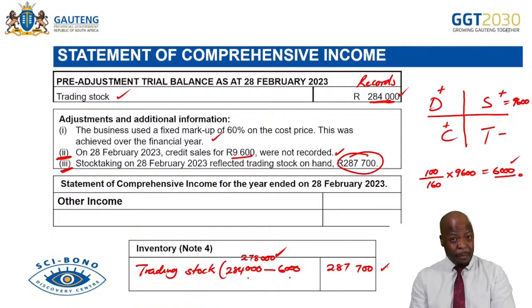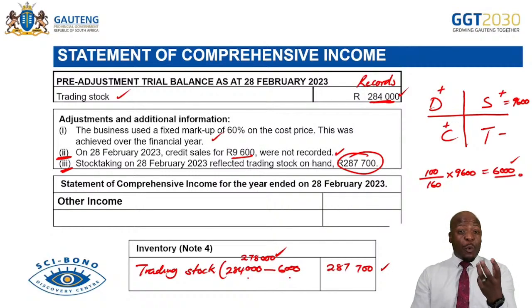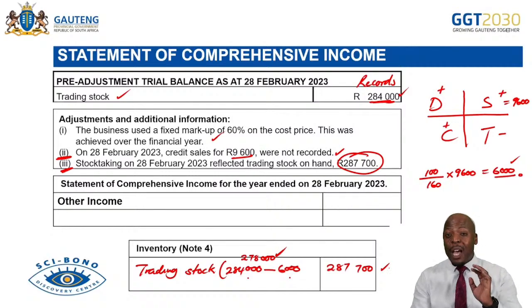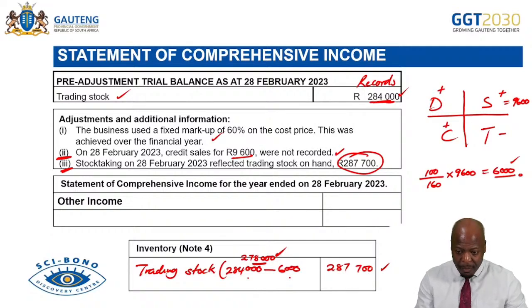287,700. That simply means physically we have more stock than what we have on record. Therefore, it means we are going to have a trading stock surplus. The other way to ascertain if it's a trading stock surplus, you simply look at the amount that you have here, and then you say, what is the difference between 278,000 and 287,700? And how much is your difference? Your difference is going to be 9,700.